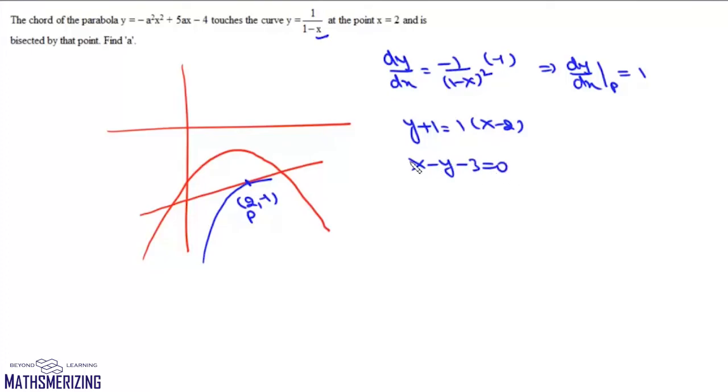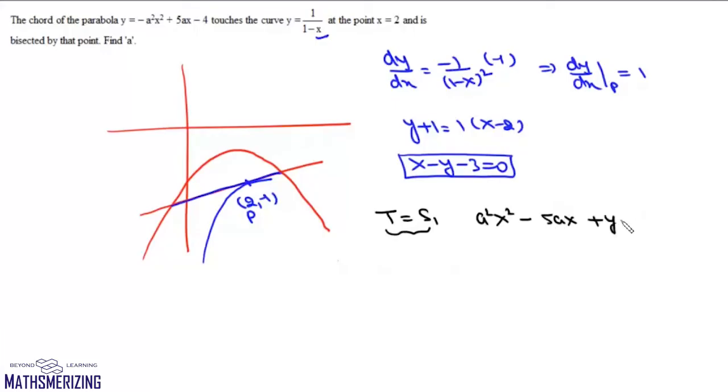So this is the equation of this straight line. Now it is also given that this chord is bisected at this point. Now we know that if we have the midpoint of a chord, then the equation of the chord is given by T equals S1 for this parabola, which is a square x square minus 5ax plus y plus 4 equals 0.